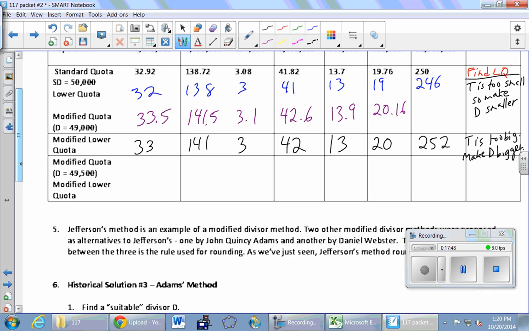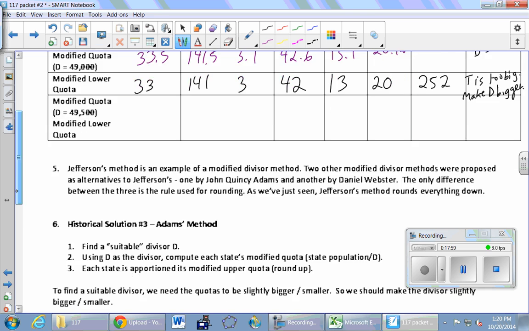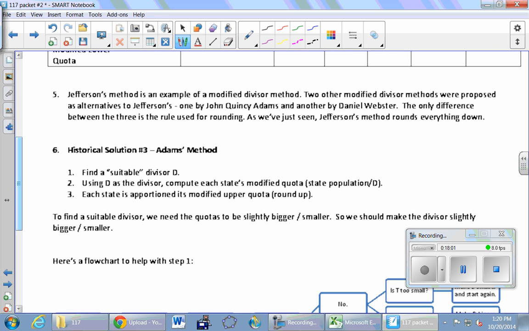Any questions on this kind of trial and error process? The important thing to remember, if t is too small, make d smaller. If t is too big, make d bigger. Goes in the same direction. Okay, moving on to number 5. Can we go to Ashley?